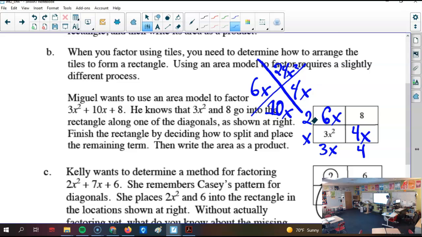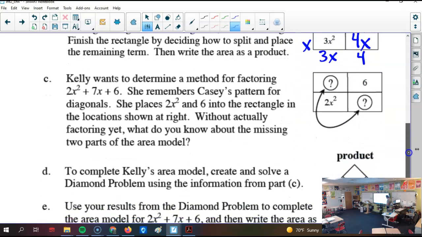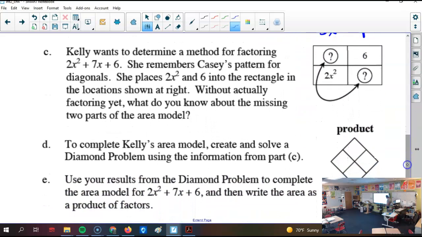Epic. All right, so Kelly, what should Kelly put on top here? She should put 12x squared and then 7x on the bottom, and then you get 3 and 4. Yay! Look how fast that is.